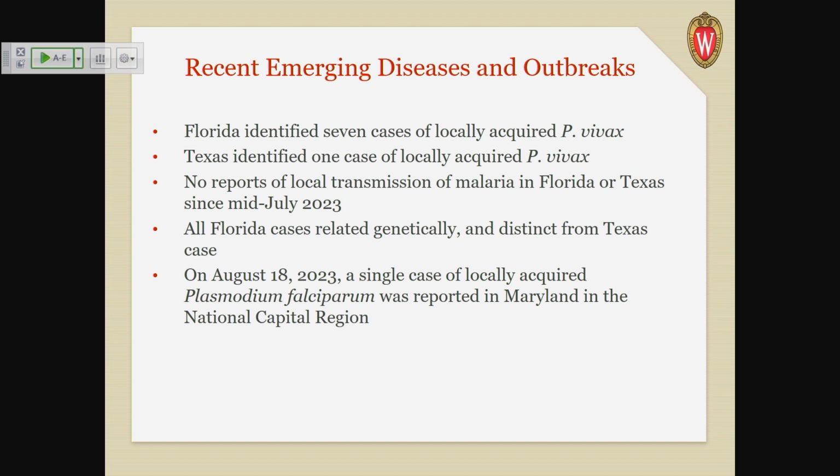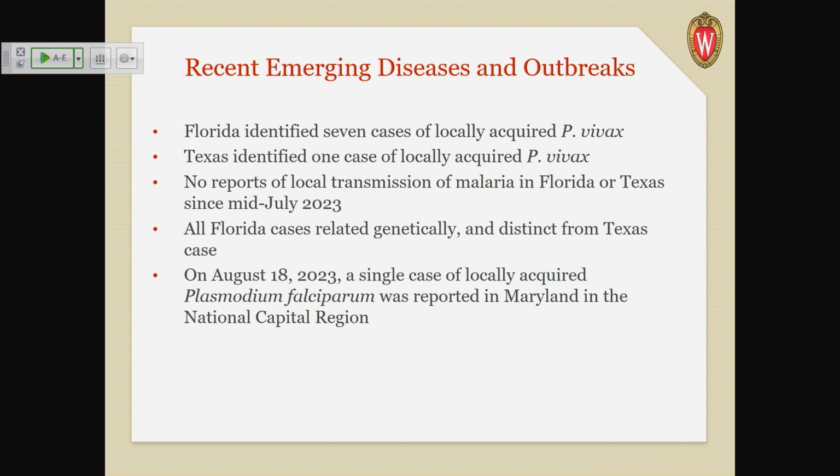Another use of next generation sequencing, CDC took these samples, sequenced them, and found that all of the Florida cases were related genetically and not related to the Texas case, which really points to 2 different introductions into each state and then ongoing spread just this past summer within Florida. They also went back to the freezers and sequenced the ones from 20 years ago, and those were also unrelated to the current ones, which shows that that was a separate introduction 20 years ago.